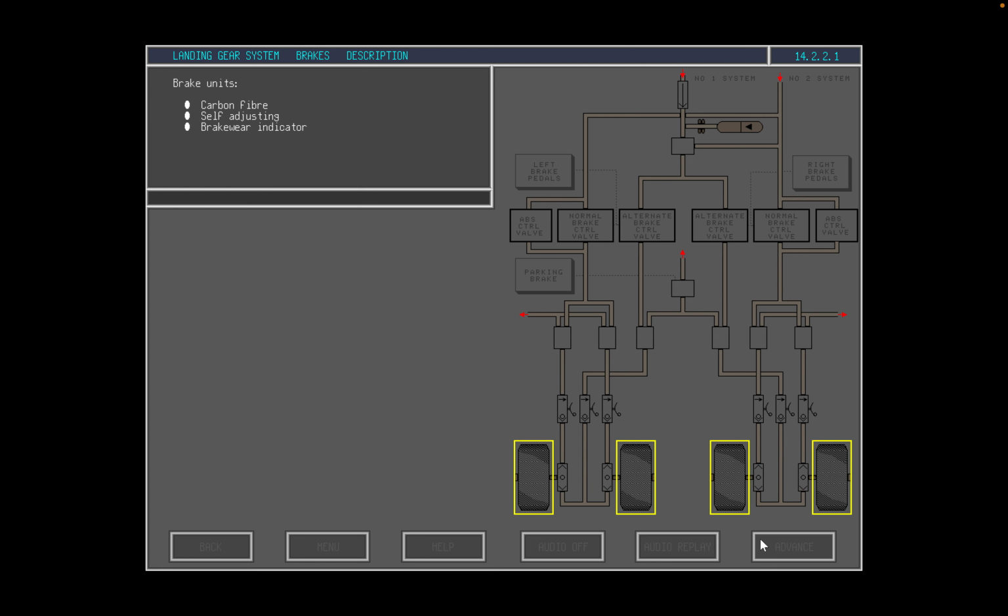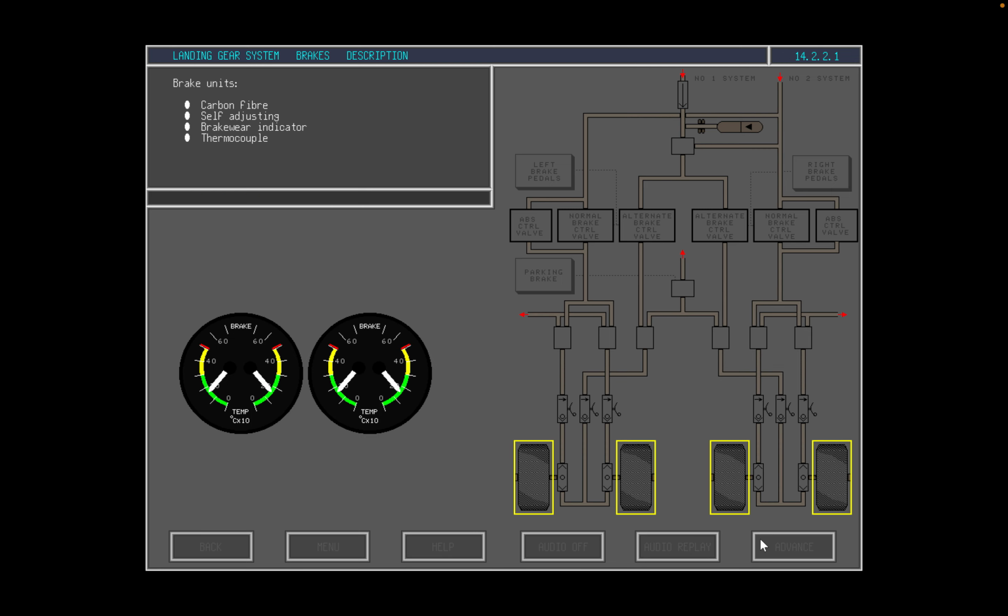A brake unit is fitted to each main wheel. The brake discs are made of carbon fiber and each unit is self-adjusting. Brake wear is indicated by a pin that protrudes above the brake housing. If this pin is level with the housing, the brakes require maintenance.